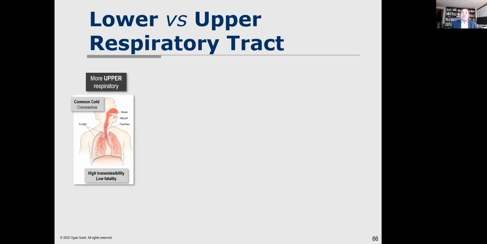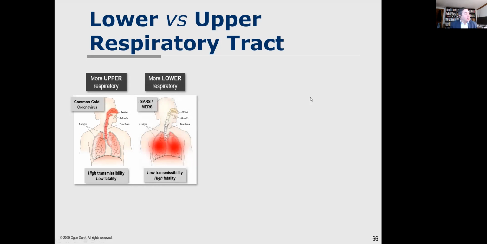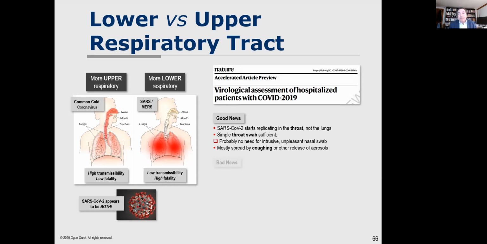One interesting, important concept is that of lower versus upper respiratory tract disease. So upper respiratory tract is usually common cold. Lower respiratory tract, there's SARS and MERS. So upper respiratory tract, like the nose, the mouth, etc., have a high transmissibility and a low fatality. The very deep ones, like SARS and MERS, have a low transmissibility and a high fatality. But one of the dangers, as I said, of SARS-CoV-2, it appears to be both. It has both an upper respiratory tract and a lower respiratory tract component.